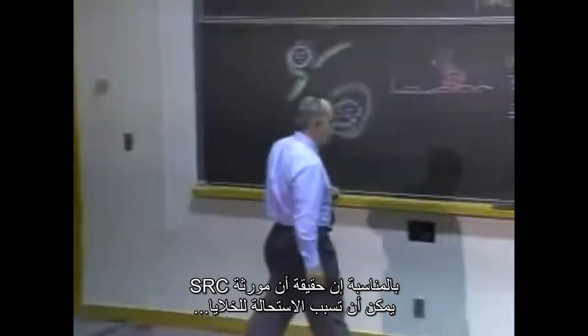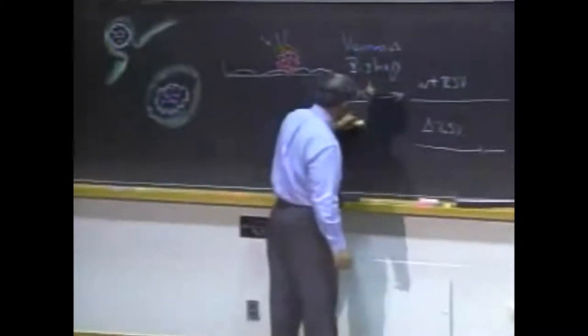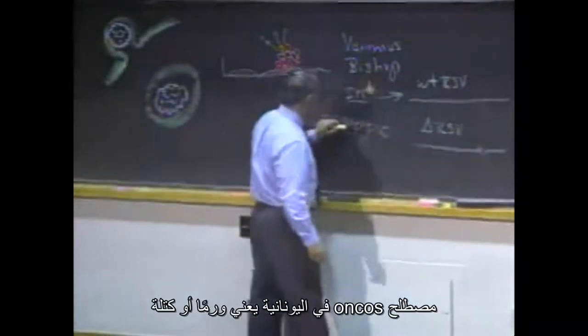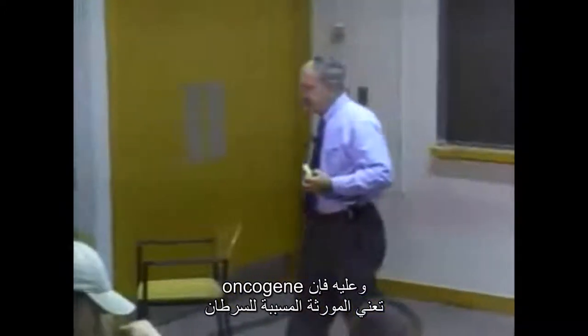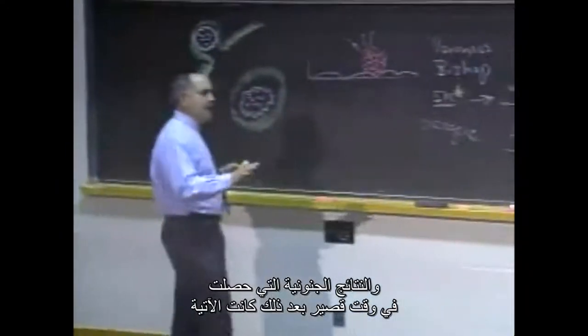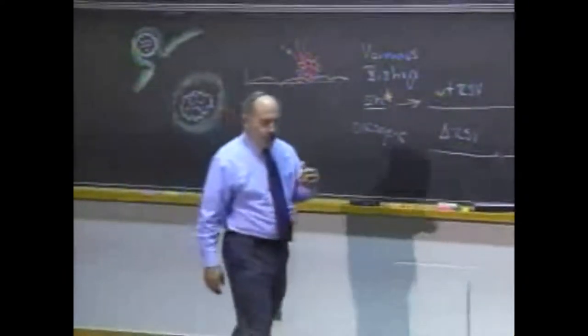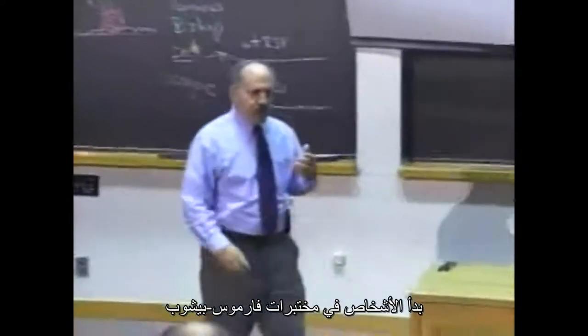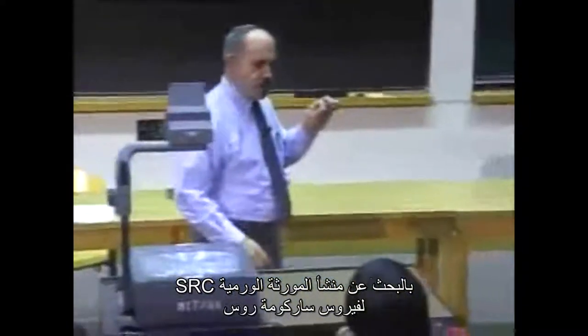So far, so good. By the way, the fact that the src gene could transform cells led to its being called an oncogene. The term onkos in Greek means a tumor or a lump. An oncogene, therefore, was a cancer-causing gene. And therefore, Rous sarcoma virus possessed at least one cancer-causing gene or oncogene. Now, the mind-blowing result that happened shortly thereafter was the following. People in the Varmus-Bishop lab began to look for the origins of the src oncogene of Rous sarcoma virus.